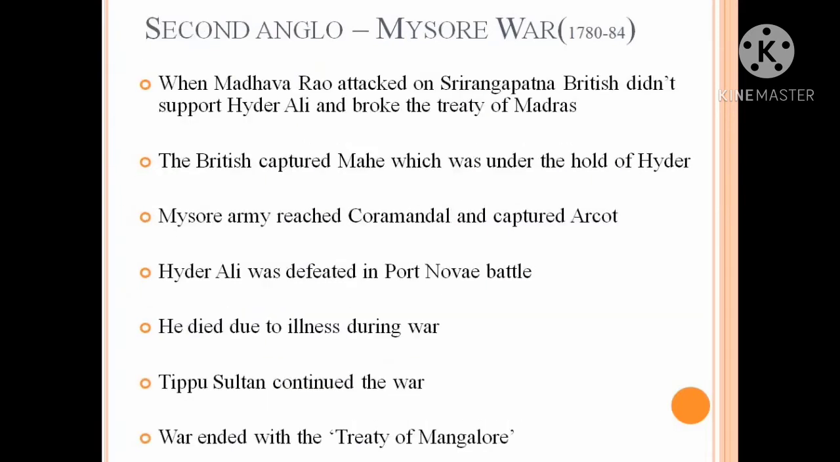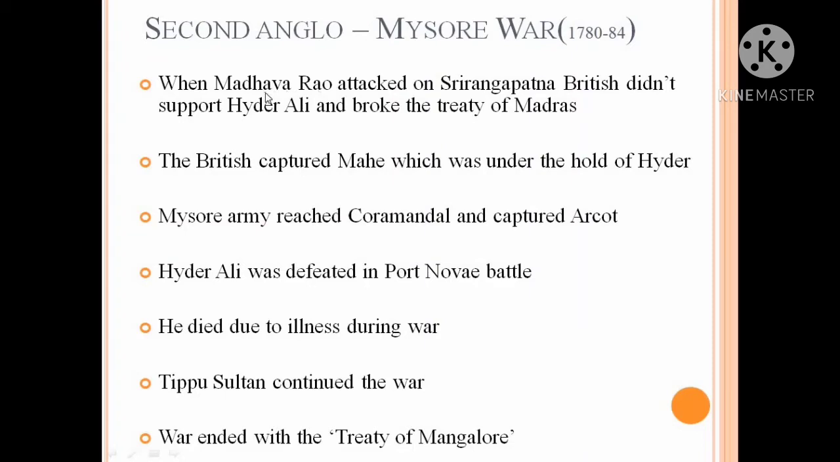Now the second Anglo-Mysore War started. So how did the second Anglo-Mysore War start? Between 1780 and 84, the second Anglo-Mysore War was waged. And here the incident was that the Maratha Peshwa Madhava Rao attacked Srirangapatna. So this was the main reason actually.